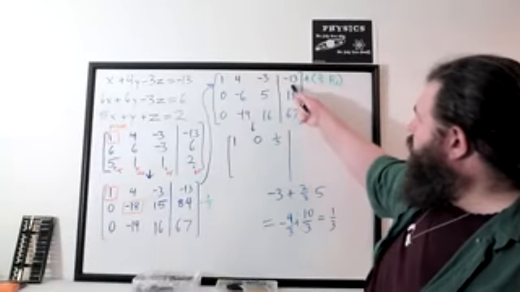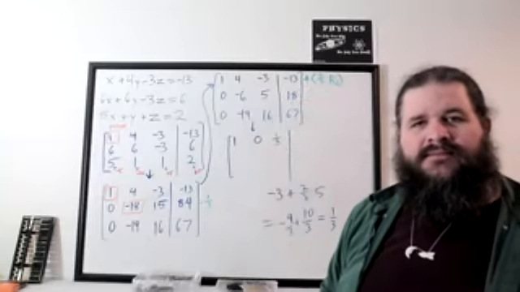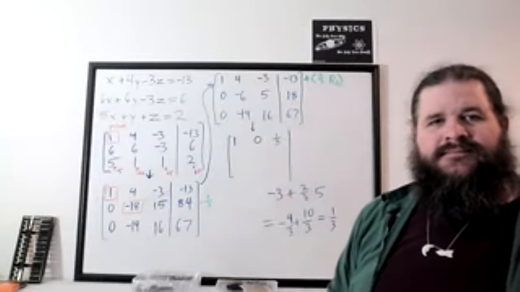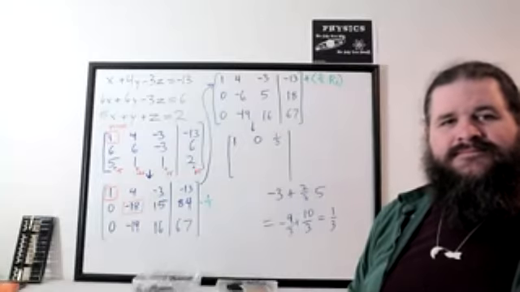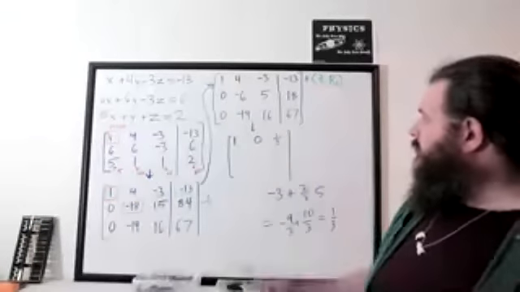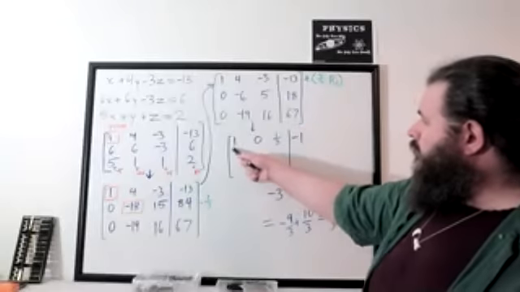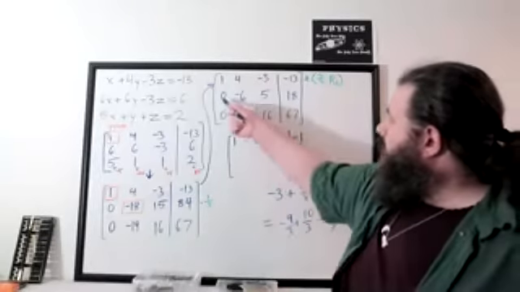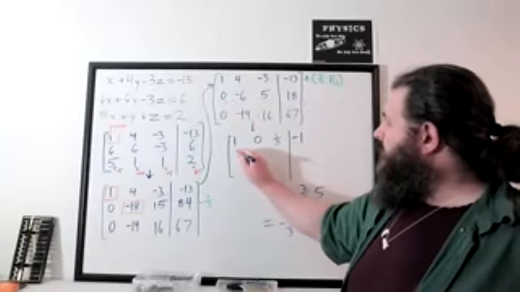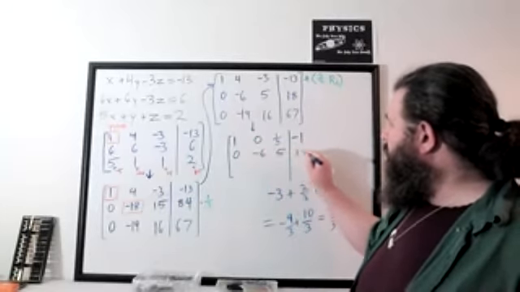And then the -13, we're adding 2/3 of 18. What's 2/3 of 18? 12? So we add 12 to the -13 and we get -1. So there's our new first row. Not too bad other than the 1/3. Second row, we're not changing in this step, so we just leave it as it is. 0, -6, 5, 18.